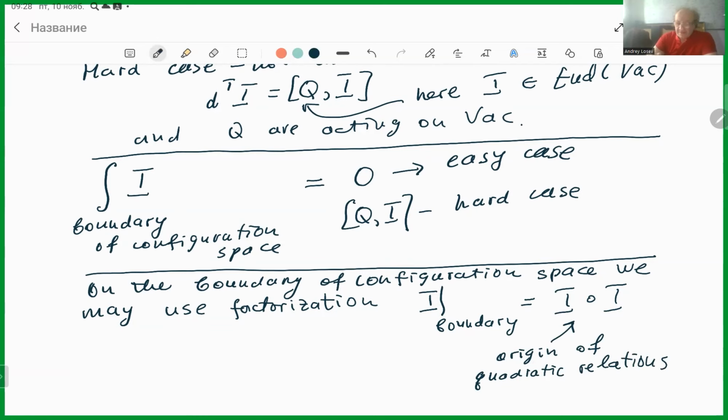So let us, so I restricted to the boundary goes like this. And here we study the integral. So the integral goes into a composition of the integrals. So in order to understand it, let us study it case by case.